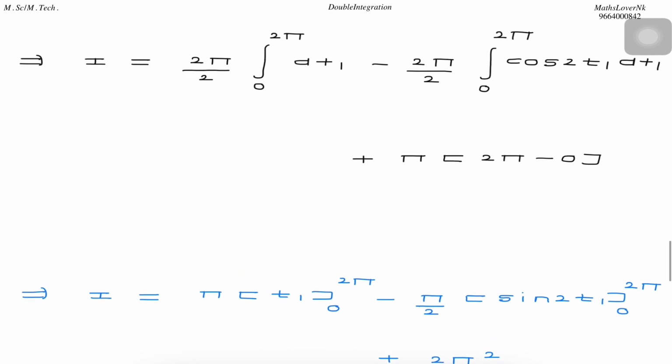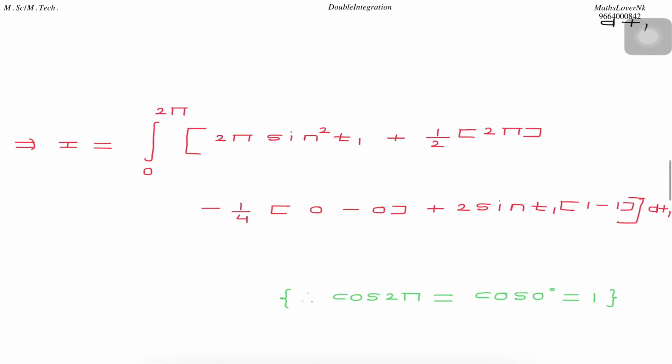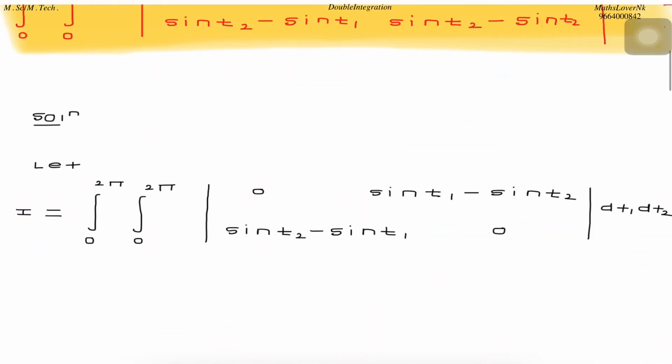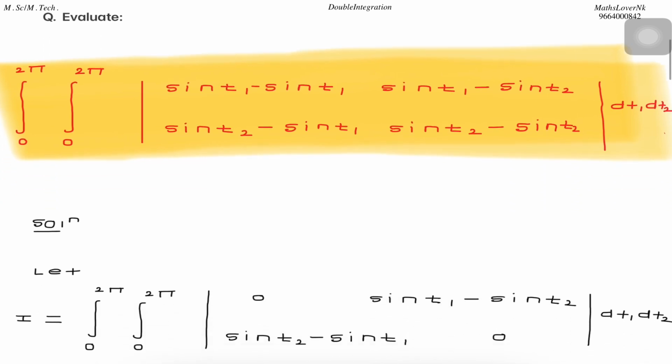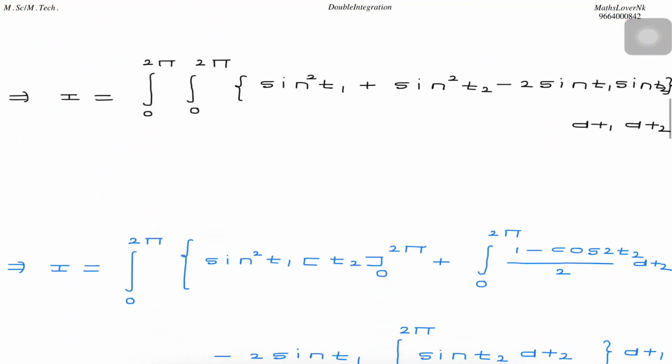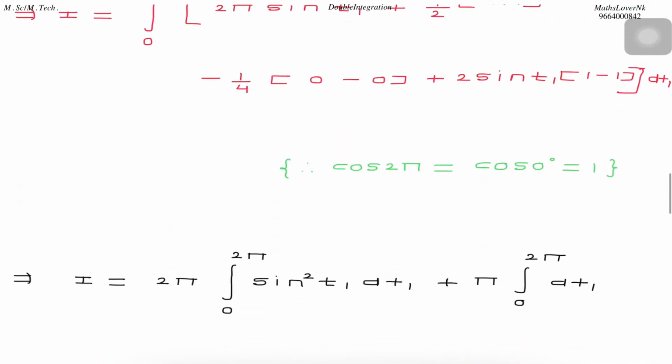When the double integration is given, sin t1 minus sin t1 into sin t1 minus sin t2 upon sin t2 minus sin t1, sin t2 minus sin t1, then we can first solve the determinant. After that, using the properties of the integration, we can solve the question and get the value, that is I is equal to 4 pi square.